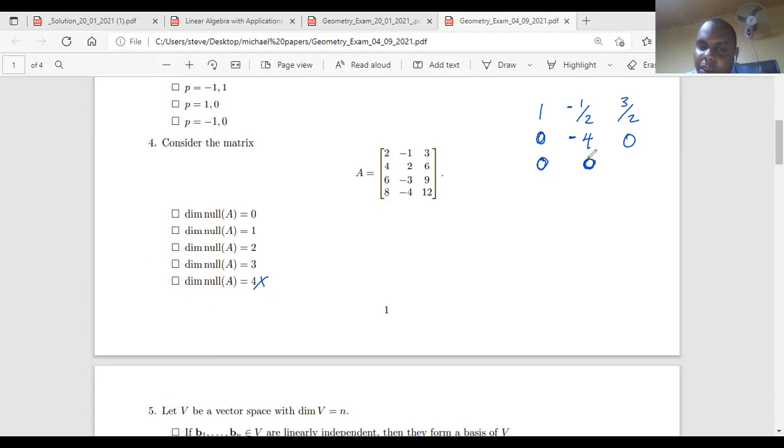Oh, that just went to 0. Yes. And then we do the same for row 4, times 4. So 0, 0, 0, and 0. Oh, okay. So we know that the dimension of the kernel is going to be 2.